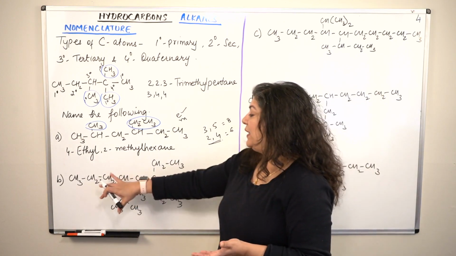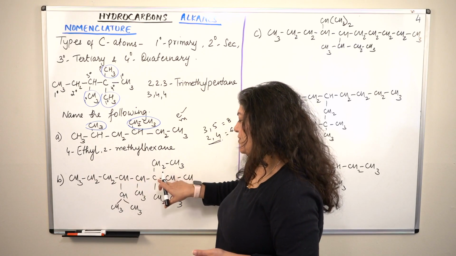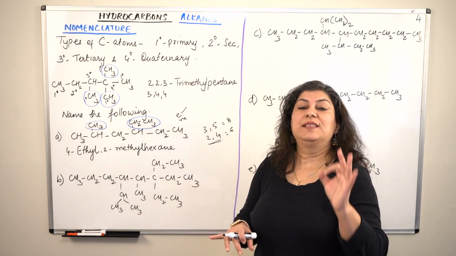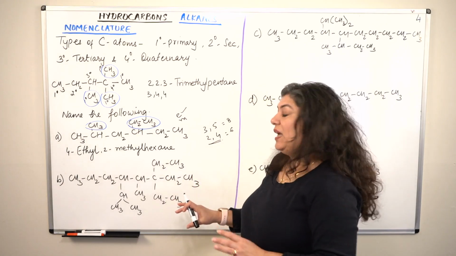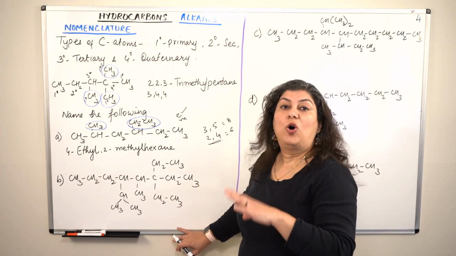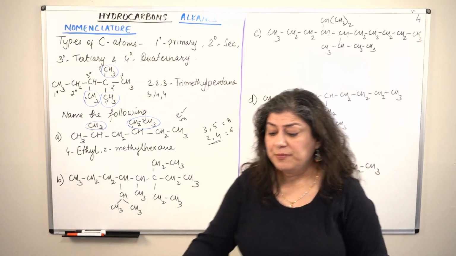So you'll choose this to be your root. The word root you will get from here. What is the word root? 1, 2, 3, 4, 5, 6, 7, 8. 8 means it is oct. It will be an octane. So I will be ending my name with octane. That is clear. Let us now come to the substituents.